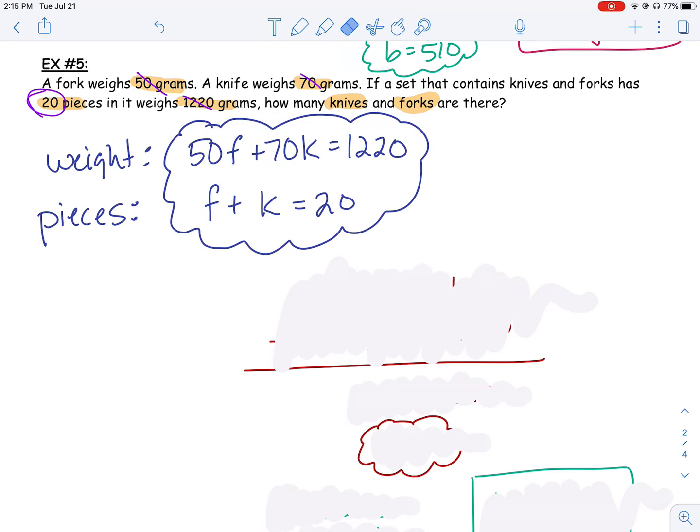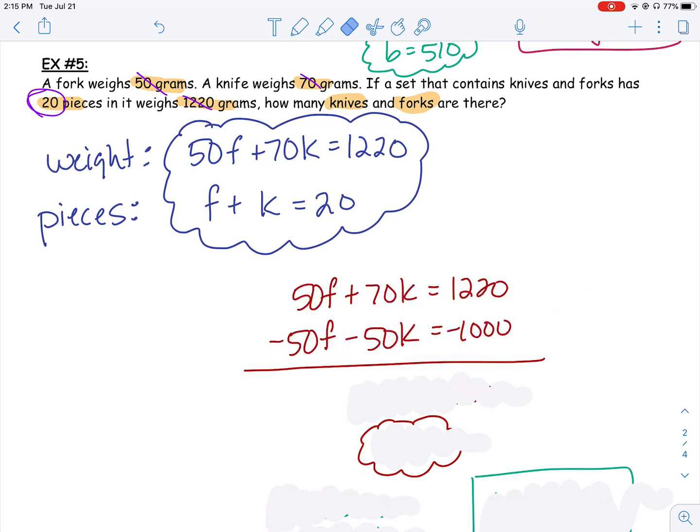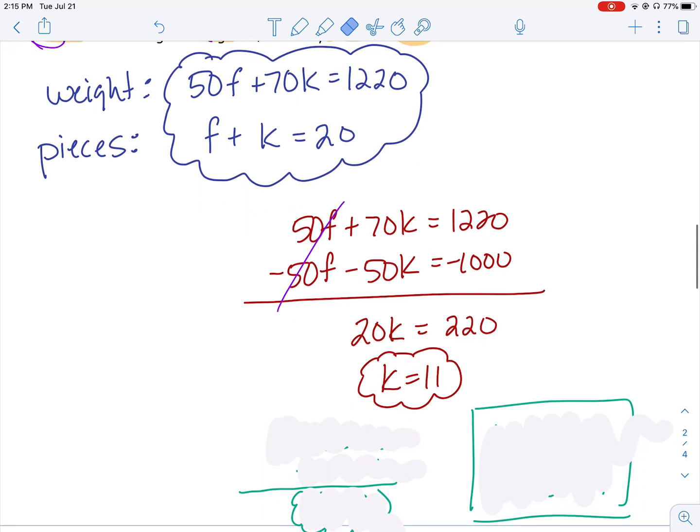You can solve it with either method you'd like, making sure that you're careful and you show all your work. It looks like on this method, I'm going to use elimination. I multiplied the second equation by negative 50. I'm trying to eliminate the f's. You could have eliminated the k's, and we should still get the same final answer. So either way should work. I multiplied the second equation by negative 50, so that my positive 50f and my negative 50f cancel. I ended up then with 20k equals 220. I can divide both sides by 20, and I ended up getting k equals 11.